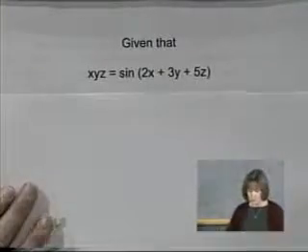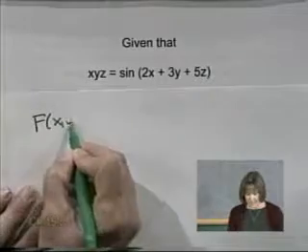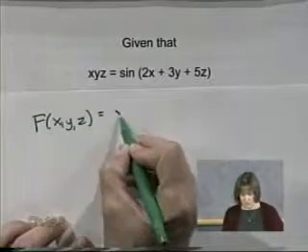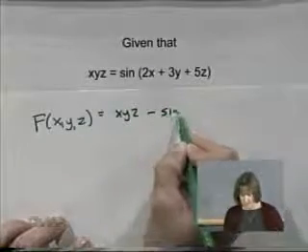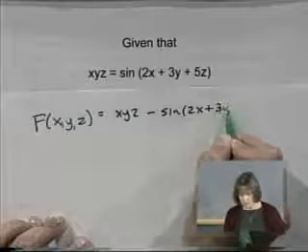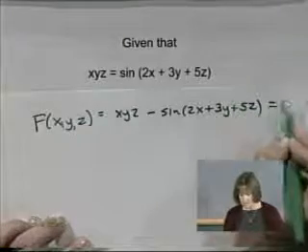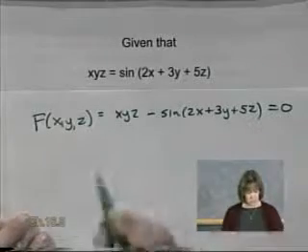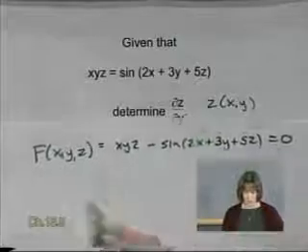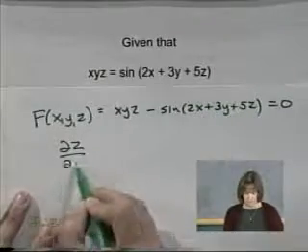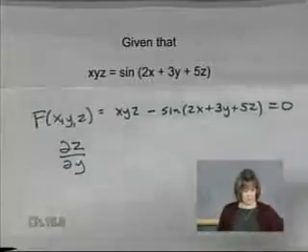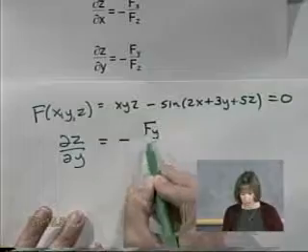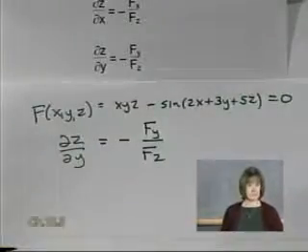First of all, we have to write f of x, y, z as a function that equals a constant. So I'm just going to subtract sine of 2x plus 3y plus 5z on both sides, and I can see that f of x, y, z equals 0. So what we just derived a few minutes ago, they want us to get the partial of z with respect to y. If you notice, we derived that this is equal to minus fy over fz.